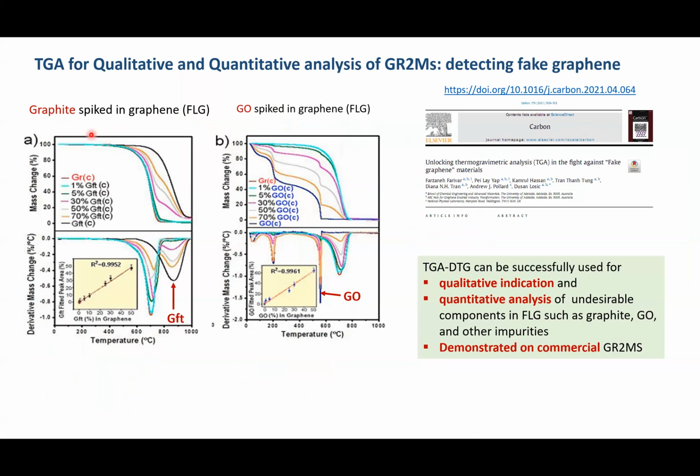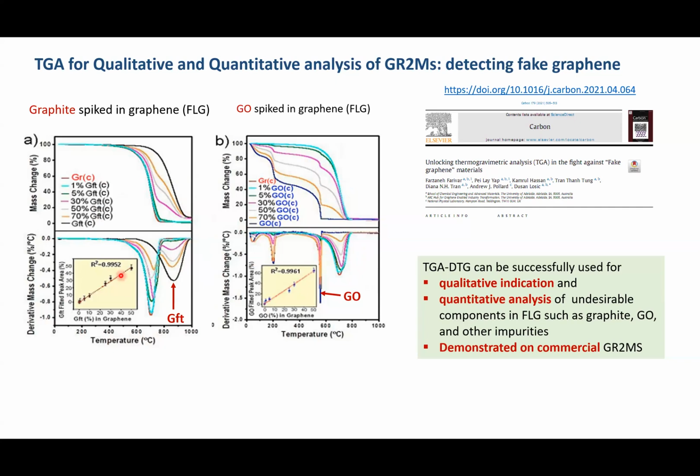In this experiment, we spiked pristine graphene powder, few layer graphene, with different concentrations of graphite or graphene oxide, with concentrations from 1 to 70%. So you can see here how TGA very nicely shows this additional peak from the addition of graphite or GO, starting from 1%.